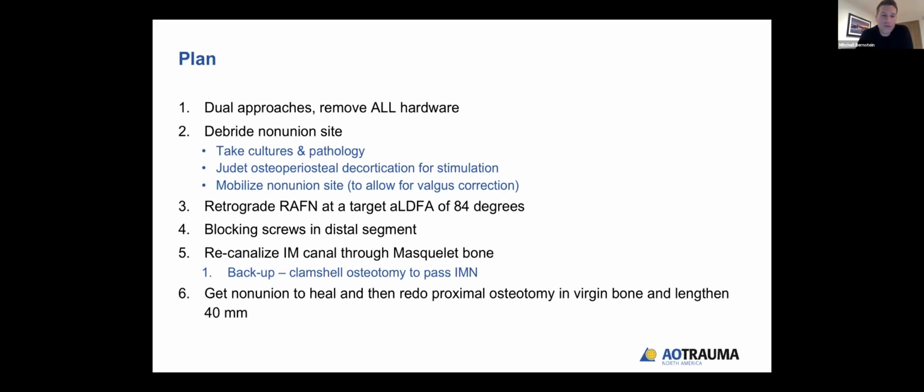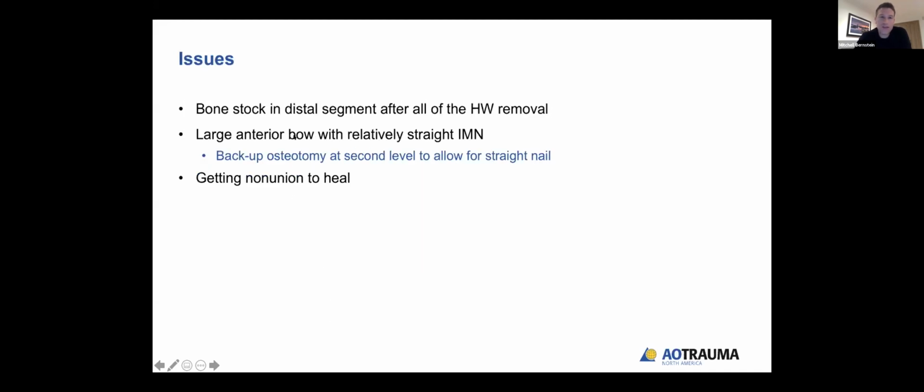And as Matt said, we're going to recanalize the IM canal through this masquelet stupid bone, which in and of itself was a discussion with some of my colleagues and mentors. And a backup is going to be a clamshell explosion osteotomy to just explode the entire segment. We're going to get this non-union to heal, and then we're going to redo the proximal osteotomy in virgin bone and lengthen with an internal lengthening nail. Issues: bone stock in the distal segment.